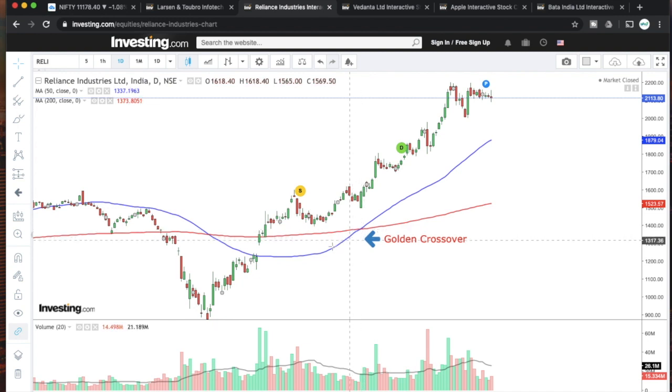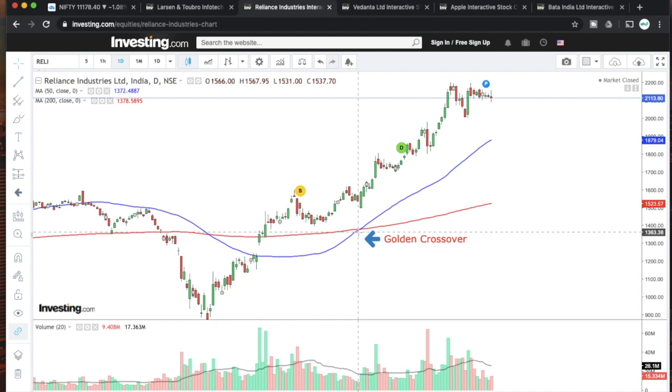That is how powerful the golden crossover is. When the 50 moving average crosses from below to above the 200 long term average, things will explode. So you have to get ready and put those stocks in your watch list.